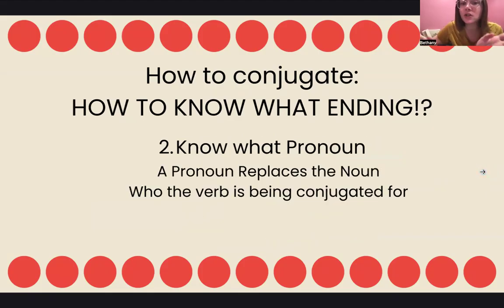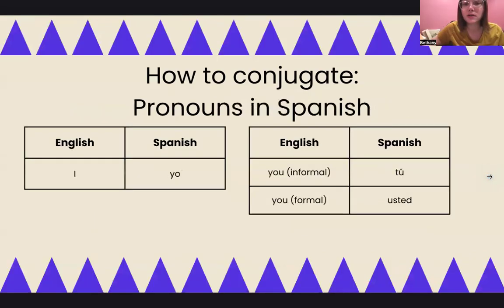And we also have to know what pronoun. So a pronoun replaces the noun, who the verb is being conjugated for. So here we go into the pronouns. I'm going to talk about the pronouns in here because you need to know the pronouns in order to conjugate a verb. Before you even know any of the endings, you have to know what is the pronoun.